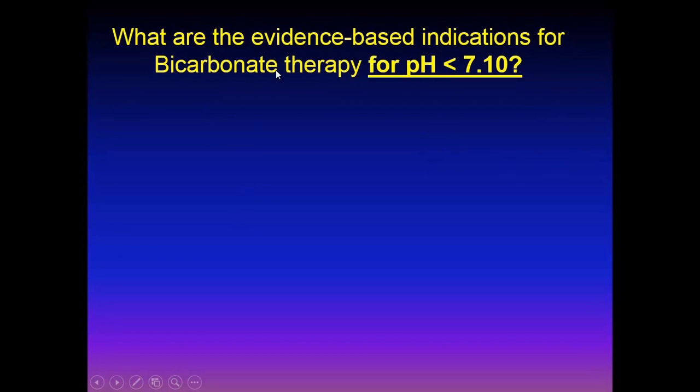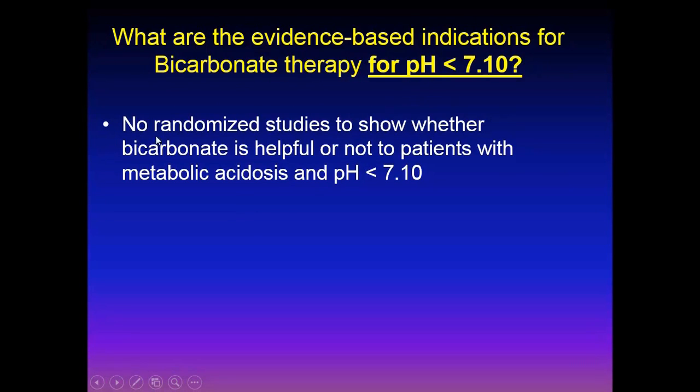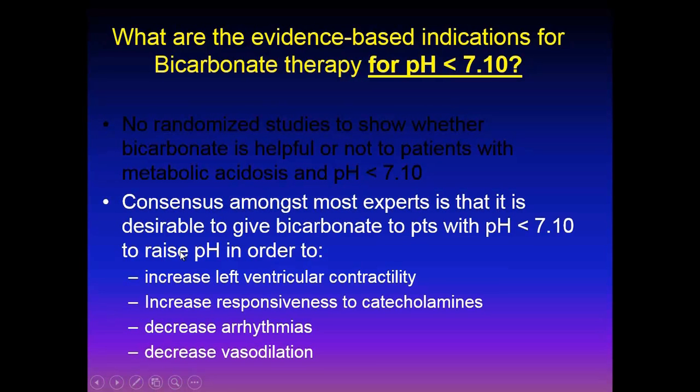What's the evidence that we should be giving bicarbonate under 7.1? There are no randomized studies to show whether bicarbonate is helpful or not, but the consensus is that we should probably be giving it to everyone because the low pH should be corrected in order to increase left ventricular contractility, responsiveness to catecholamines, improve arrhythmias, and improve vasodilation.